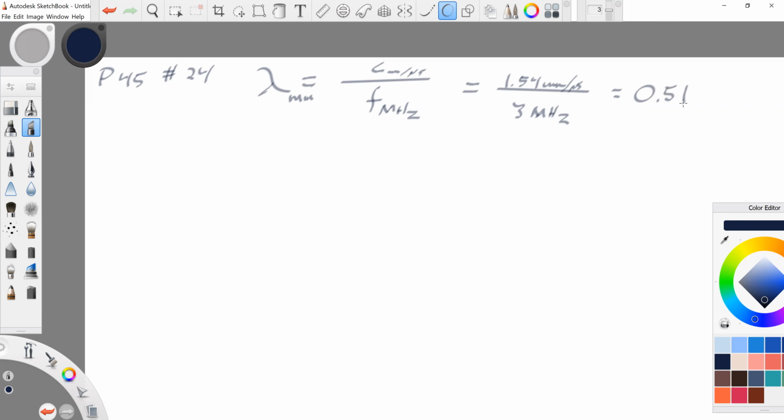But what they're asking here is, what are the units? Because they're giving you the math, right? If you take out your calculator and do 1.54 divided by 3, you will get 0.51. What's the deal with microseconds and megahertz? One is a millionth of a second. The other is a million per second.